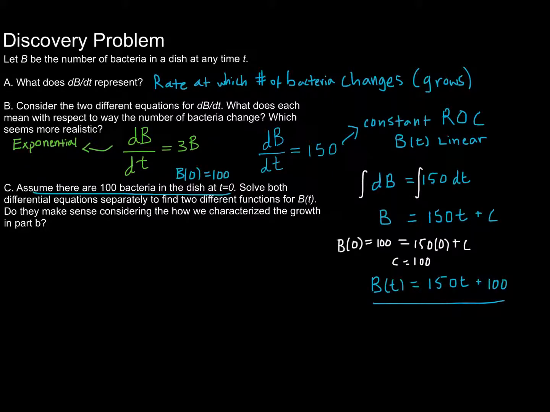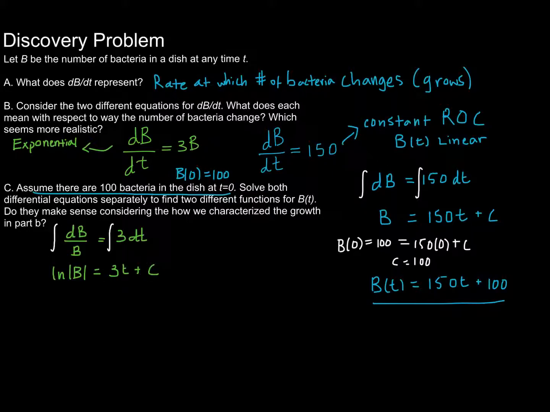All right, so we'll start with solving the differential equation dB/dt equals 150. This is, of course, a very simple separable differential equation. I separate the variables and integrate, and that will give me B is equal to 150t plus C. And using my initial condition, I solve for C. It's 100, not surprising. And this gives me the linear function B of t is equal to 150t plus 100, which should make perfect sense. Now we want to move on to the more interesting, more realistic situation, which is solving this differential equation. So give it a try on your own first, and we'll take a look at it together.